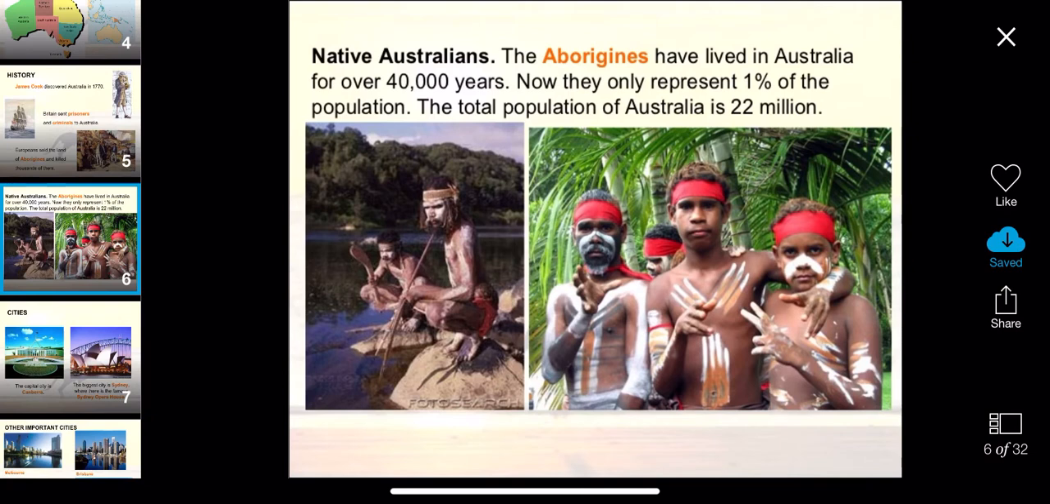These are the Aborigines. They are native Australians, which means they were born in Australia and have lived there from the beginning. The Aborigines have lived in Australia for over 40,000 years. And now the total population of Australia is 22 million.